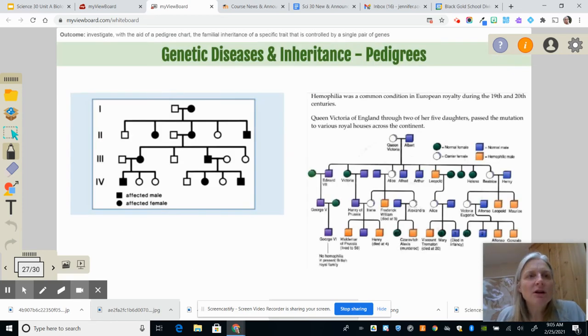All right, outcome. Investigate with the aid of a pedigree chart the familial inheritance of a specific trait that is controlled by a single pair of genes. When you see these pedigree charts, remember that if they're darkened in, that means they're affected. If they're a square, they're male. If it's a circle, it's a female. You may have to use these charts to figure out some genotypes sometimes. If you start to notice there are a lot more men or only men that have a trait being represented in a pedigree, that could mean that it's a sex-linked trait.